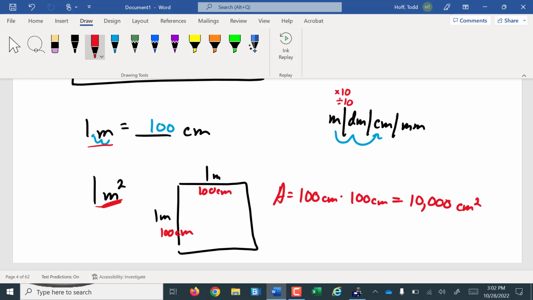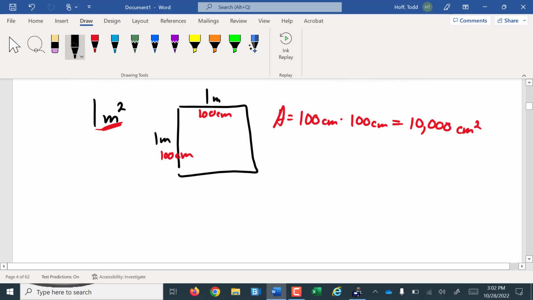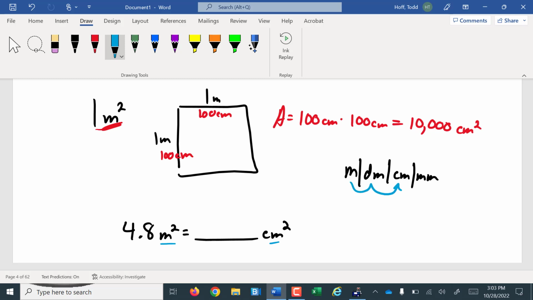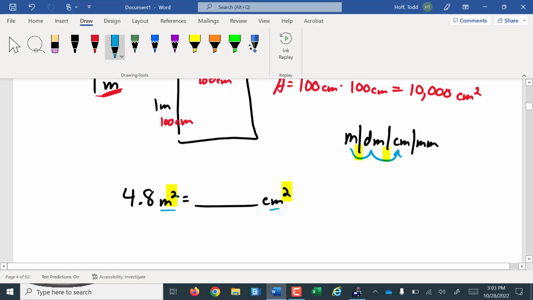So if we have square units, if this were 4.8 square meters going into centimeters squared, well, we have meters, decimeters, centimeters, and millimeters. To get from meters to centimeters is 2 spots on the chart, but since it's square meters and square centimeters, each spot on the chart is 2 decimal places. So 2 spots on the chart becomes 4 decimal places. So you go 1, have to add zeros, 2, 3, 4. That's 48,000 square centimeters.